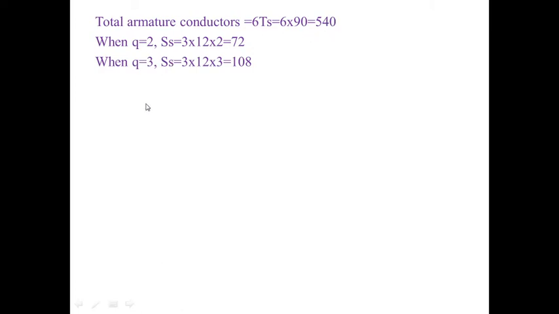Now if slots per pole per phase you choose as 2, then stator slots is 3 into 12 into 2, so you will be getting 72. When slots per pole per phase is chosen as 3, number of stator slots is 3 into 12 into 3, that is 108.